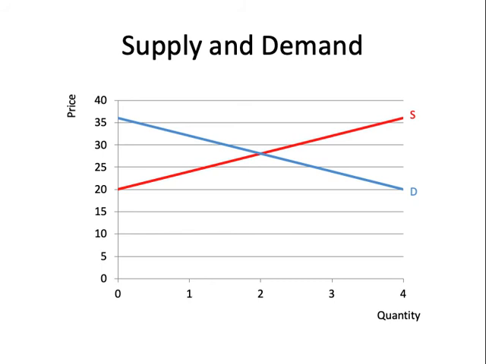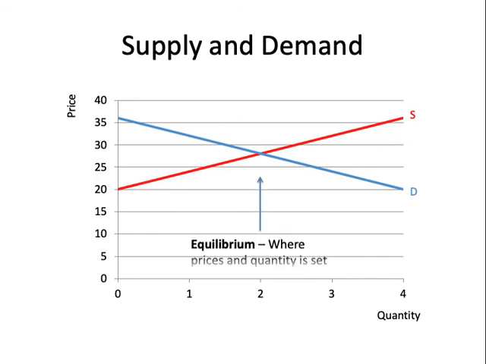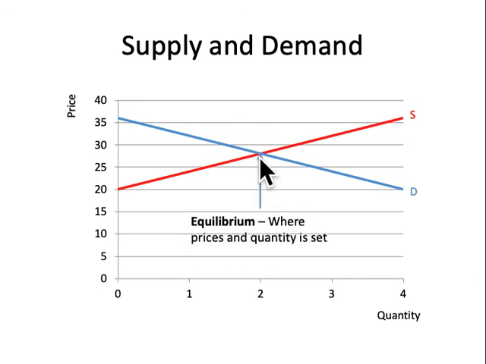Okay, so this is a nice simple solution to the question, what's the price and what's the quantity, right? We know there's lots of different price possibilities. We know there's lots of different quantity possibilities, but ultimately in this marketplace, what's going to happen? We're going to meet at equilibrium. Equilibrium is where price and quantity is set. Equilibrium is where supply and demand meet. So at this point, at $28, they're going to sell 2 shirts, right? $28, consumers buy 2, suppliers sell 2. And so we are at equilibrium, and there will be a consensus of price at $28 and with 2 shirts.